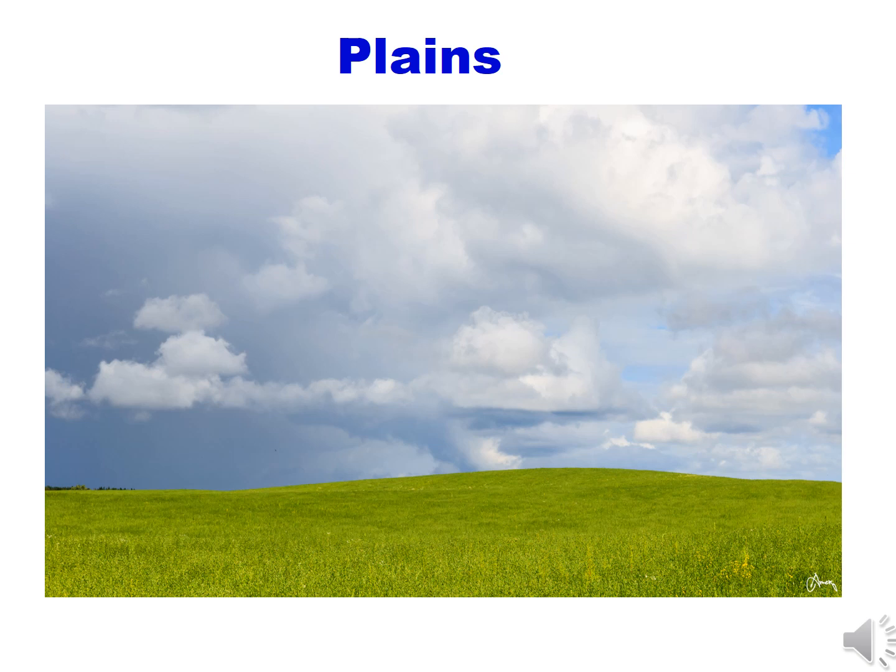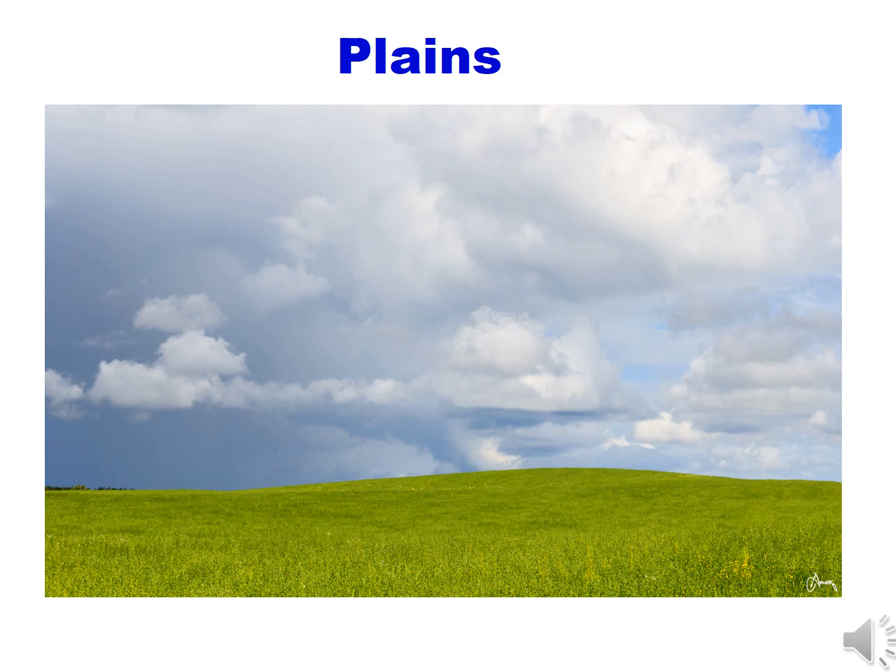The first landform is plains. Plains means samaveli. Plains are flat land with gentle slopes. Rivers flowing from the mountains bring fertile soil to the plains. So plains are always fertile land because many rivers and streams flow in this area.